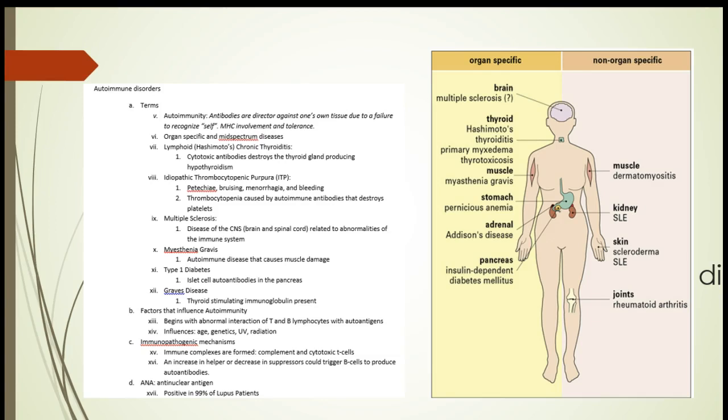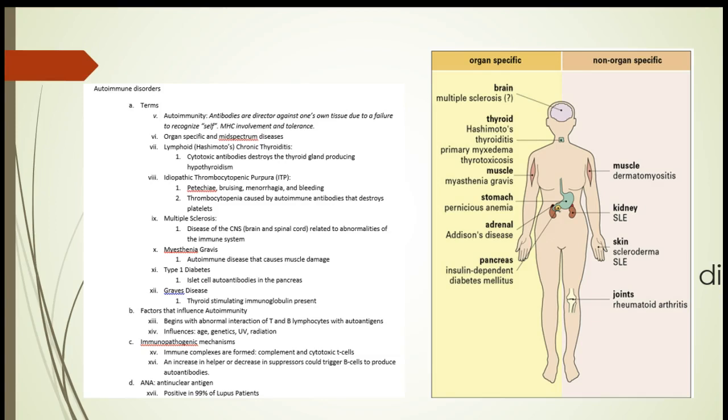All right, next we have autoimmune disorders. Autoimmunity is where the antibodies are directed against one's own tissue due to a failure to recognize self. We see major histocompatibility involvement and tolerance with that as well. We have organ-specific and mid-spectrum diseases. You have to know what disease affects what, okay? So Hashimoto's is considered a thyroid issue. ITP is a platelet issue. Multiple sclerosis, central nervous system. Myasthenia gravis is the muscles. Diabetes is the pancreas, and Graves' disease is also the thyroid. You need to know each of those, okay?